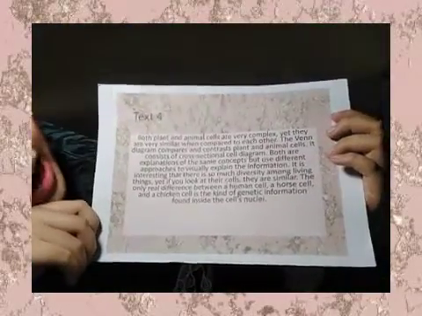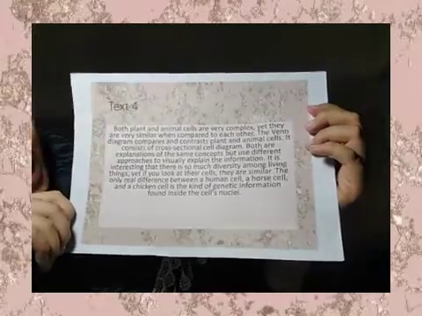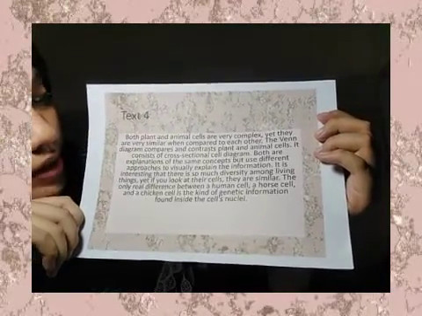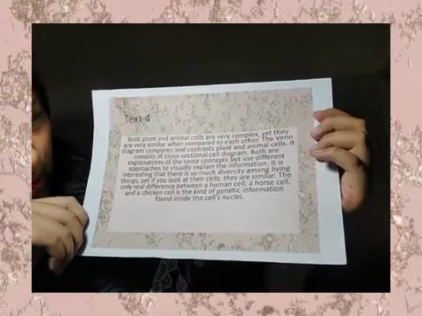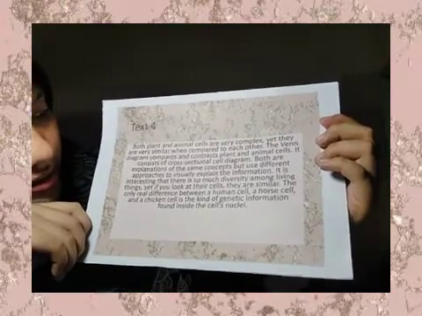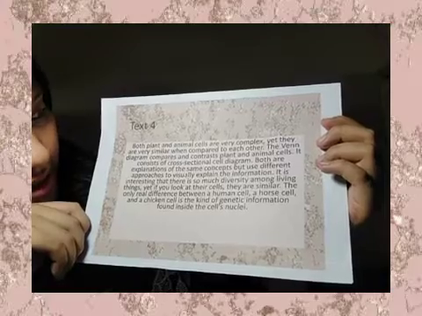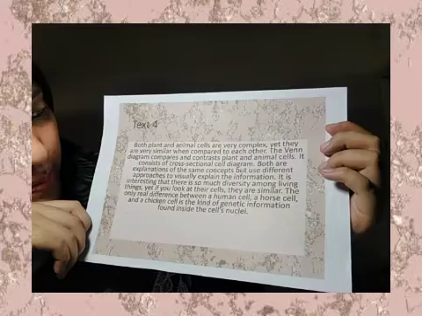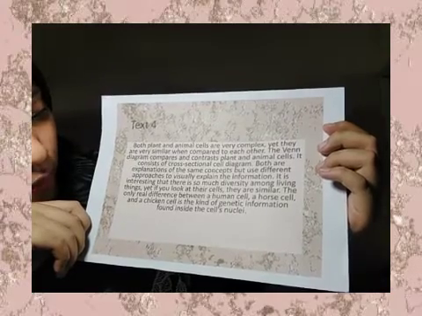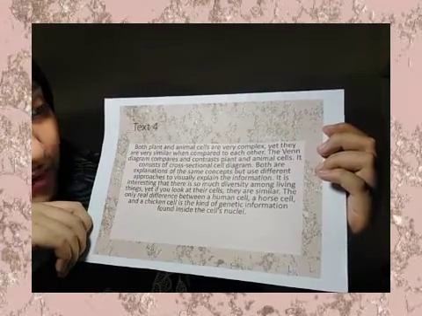Both plant and animal cells are very complex, yet they are very similar when compared to each other. The Venn diagram compares and contrasts plant and animal cells. It consists of a cross-sectional cell diagram. Both are explanations of the same concepts but use different approaches to visually explain the information.